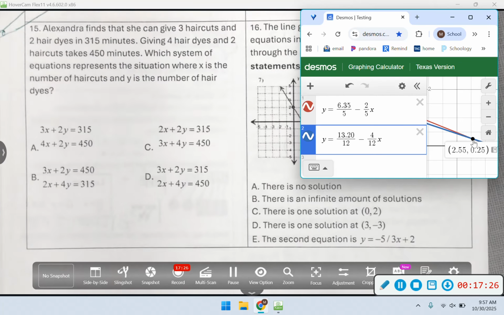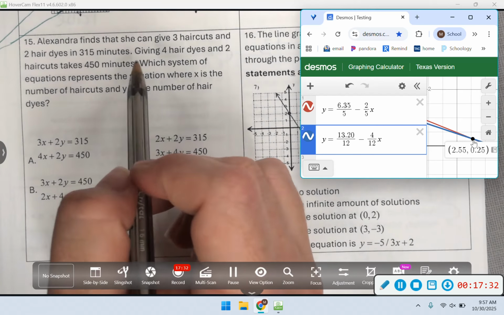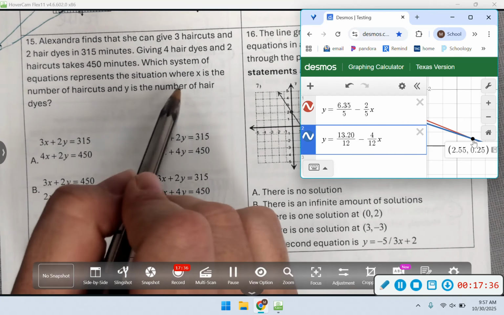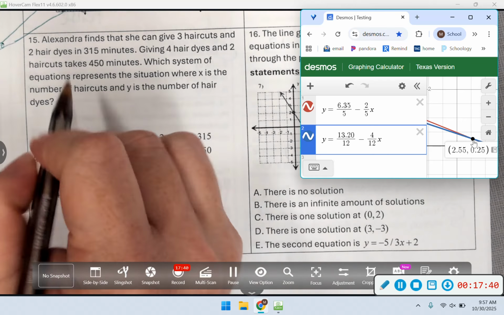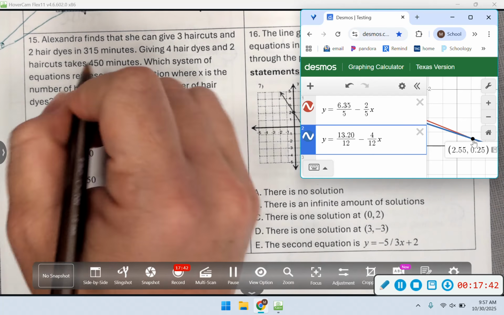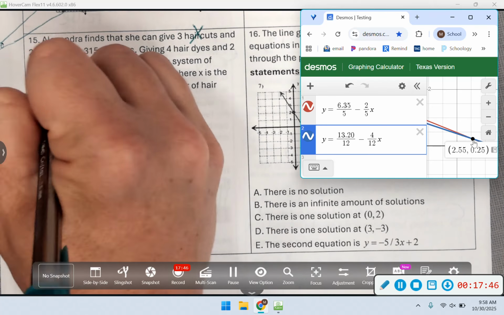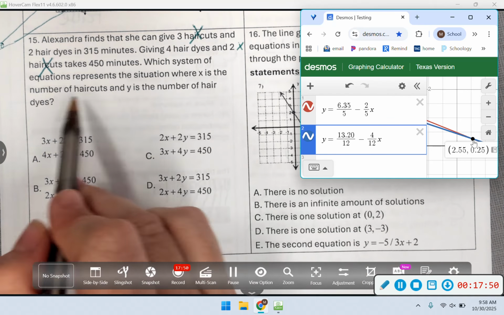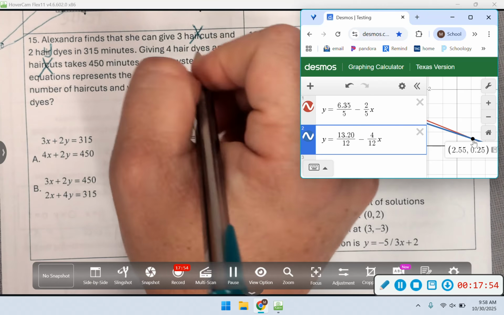Okay, number 15. Alexandra finds that she can give 3 haircuts and 2 hair dyes in 315 minutes, and 4 hair dyes and 2 haircuts in 450 minutes. Which solution? So the biggest thing to do here is figure out what x means and what y means. So x is haircuts. So anywhere I see the word haircuts, I'm going to put an x. Haircuts, so that goes with the 2. And then anywhere I see hair dyes is y. So hair dyes and hair dyes.